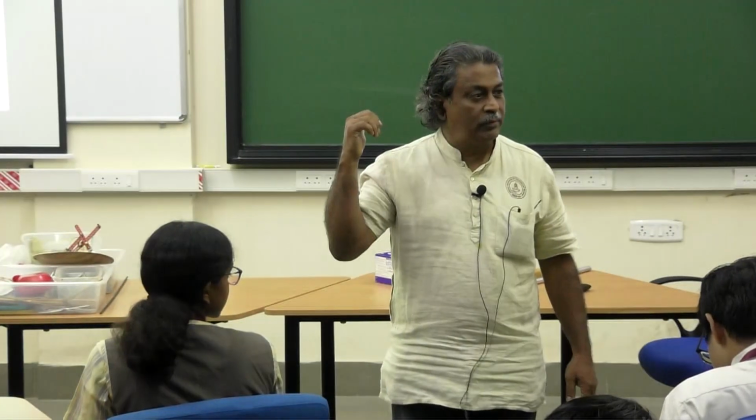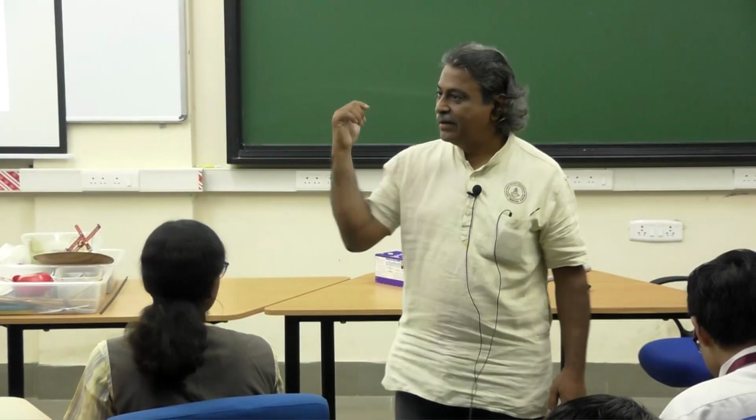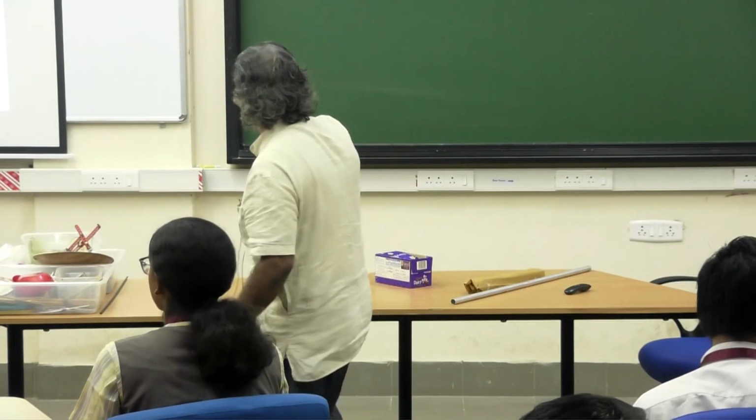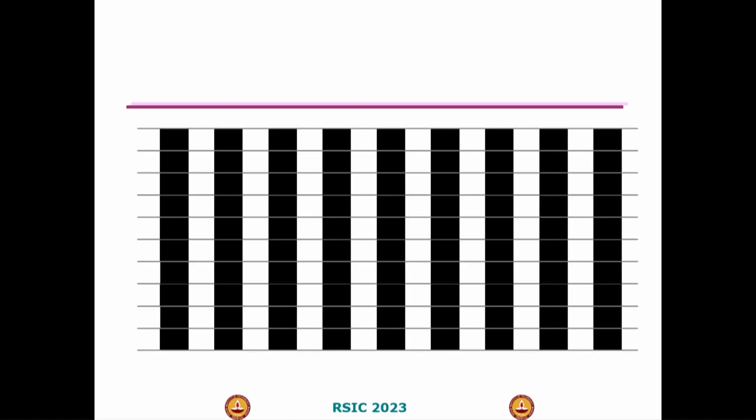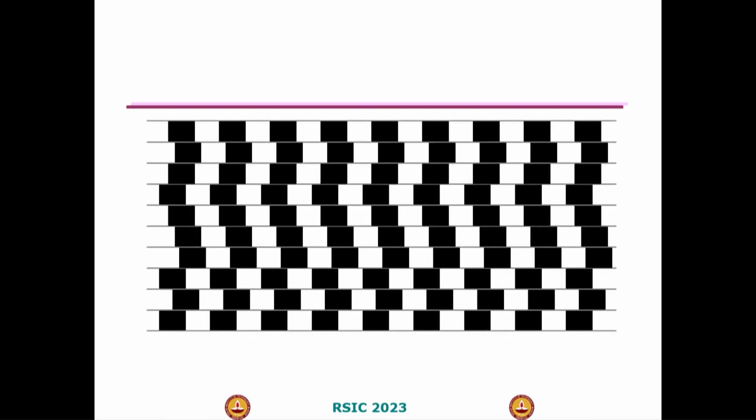So that we'll go back to materials and examine a few more things related to it. What do you see here? Black and white and horizontal lines. Yeah? What do you see here? Black and white again, but not horizontal lines.